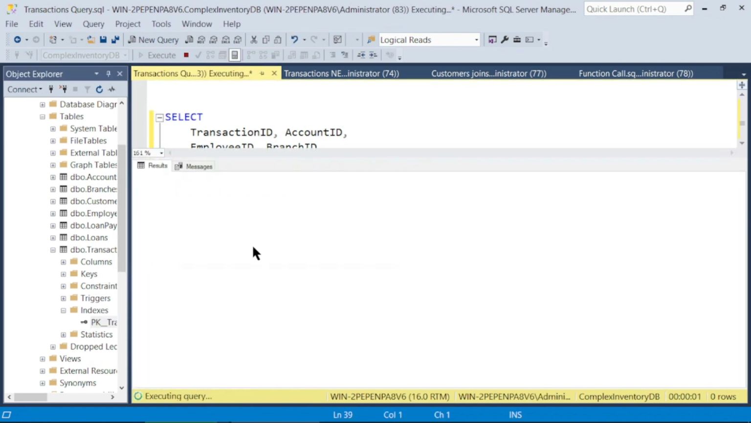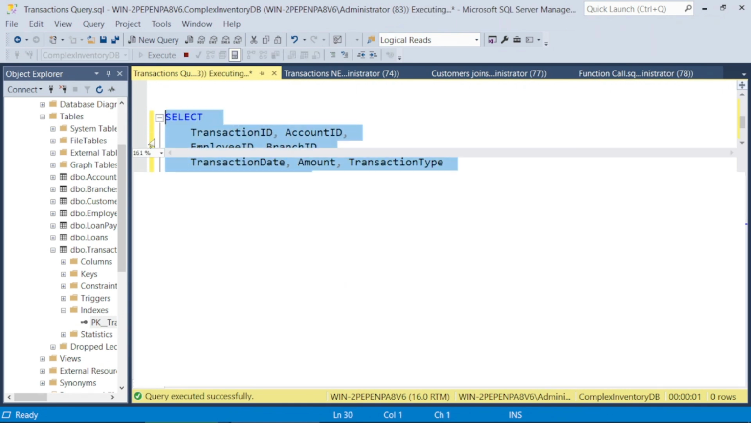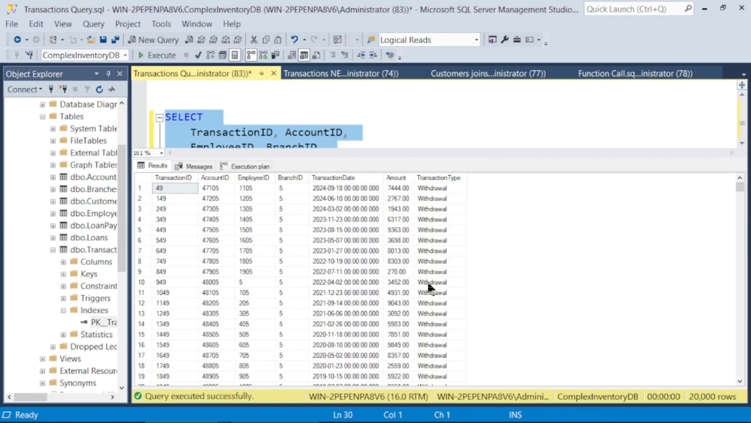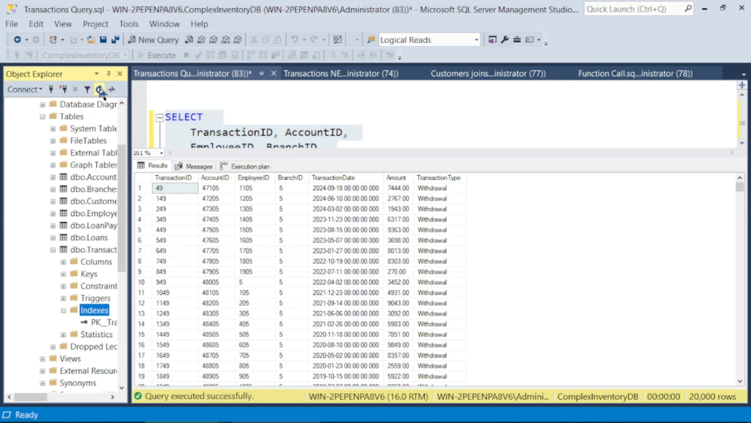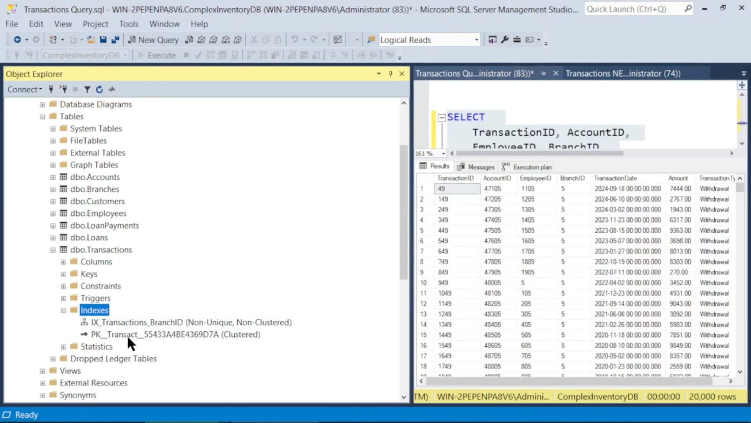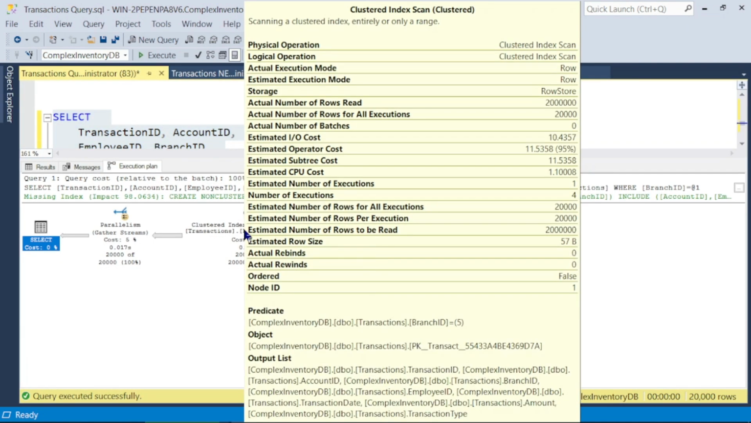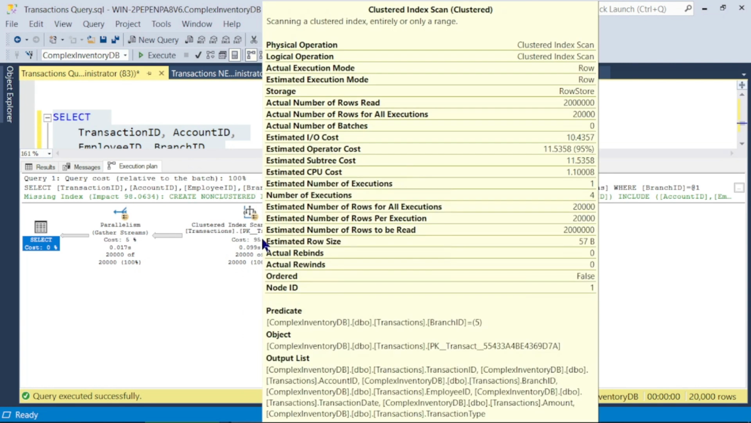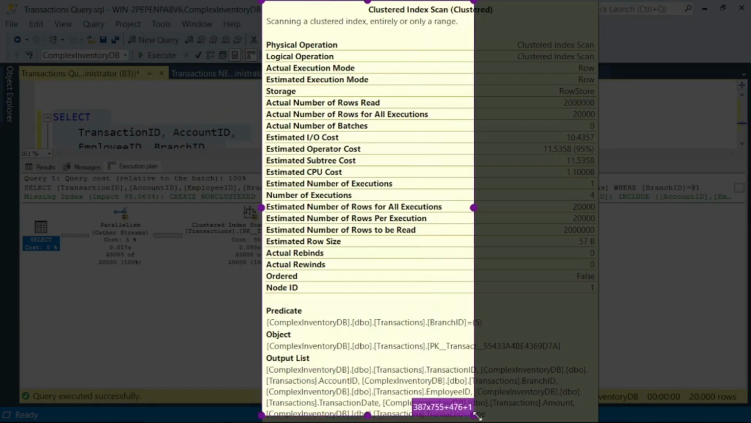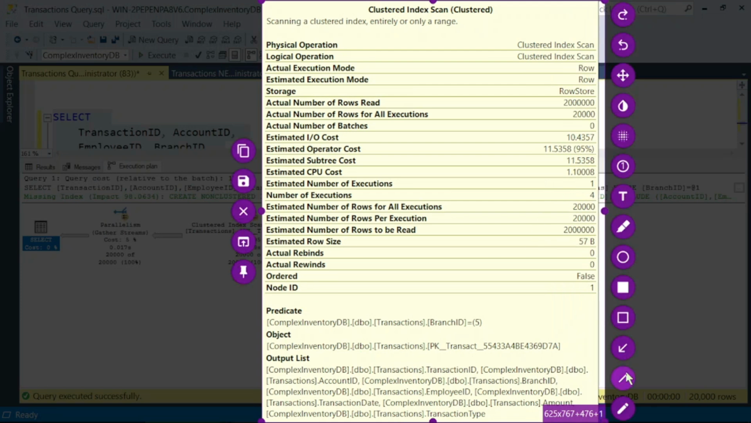Now let's optimize the query. Let's improve our query by creating an index. Now execute the same query again after creating the index. We immediately notice the difference. Instead of a clustered index scan, SQL Server now performs an index seek. You will also notice fewer logical reads, lower CPU time, and a shorter execution time. The query is doing much less work because SQL Server can jump directly to the rows it needs.